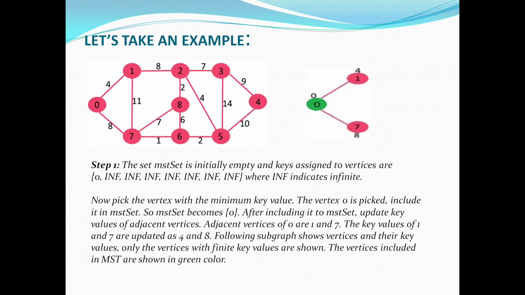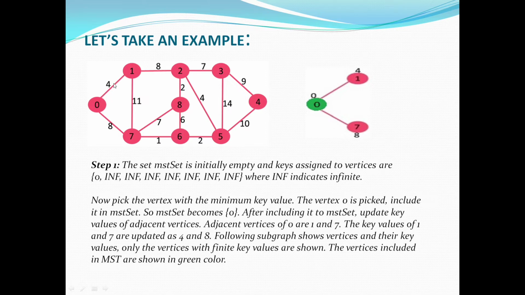This is a graph which contains a total of 9 vertices, namely 0, 1, 2, 3, 4, 5, 6, 7, 8. Let's look at Prim's algorithm on this graph. Step 1. The MST set, meaning the minimum spanning tree set, is initially empty and the key assigned to vertex 0 is 0. Here INF refers to infinity. So now pick the vertex with the minimum key value.